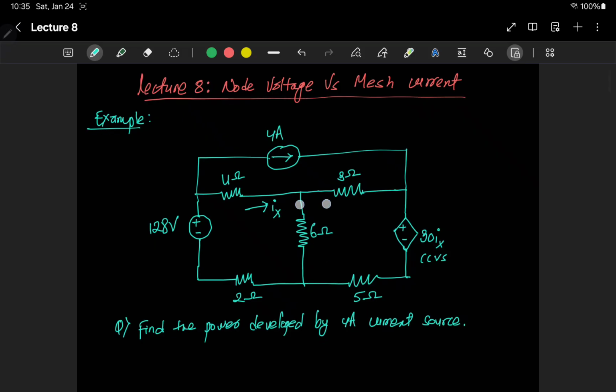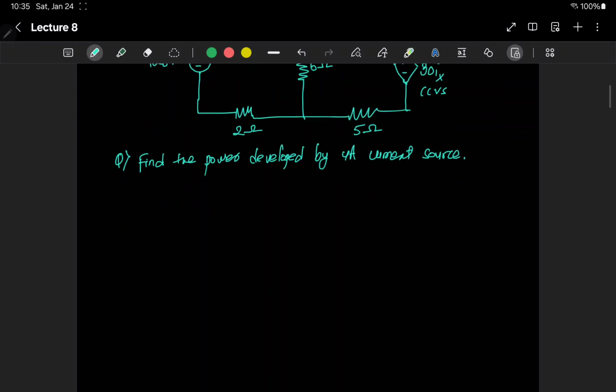So we'll start solving this problem first by the node voltage method, and then we'll solve using the mesh current method. So let's do the node voltage method. Before starting this problem, I will do the same as usual and start by asking a few questions.